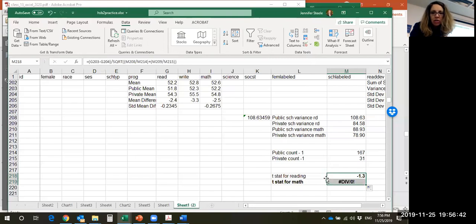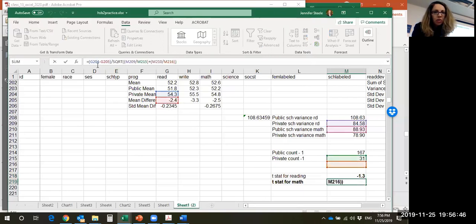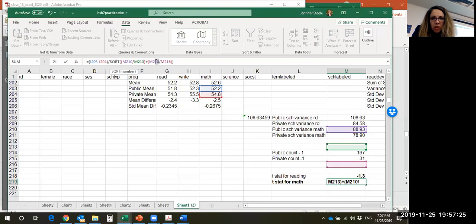I'm going to be using the I's. And so it's going to be I203 minus I204, divided by the square root of public school, which is M210, divided by the count, which is 213, and M211 divided by the count, which is 214. This should be 214.